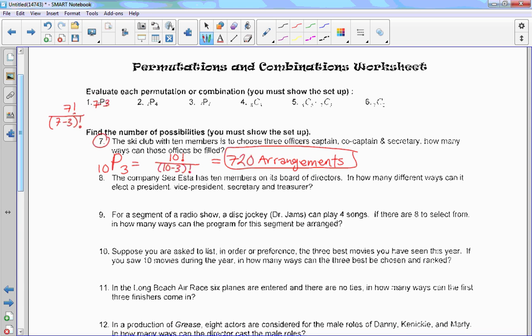Okay, let's look at number 9. For a segment of a radio show, a disc jockey, Dr. Jones, can play 4 songs. If there are 8 to be selected from, in how many ways can the program for the segment be arranged? So we have to decide, do we care about order? Presidency with permutations or a collection of combinations?